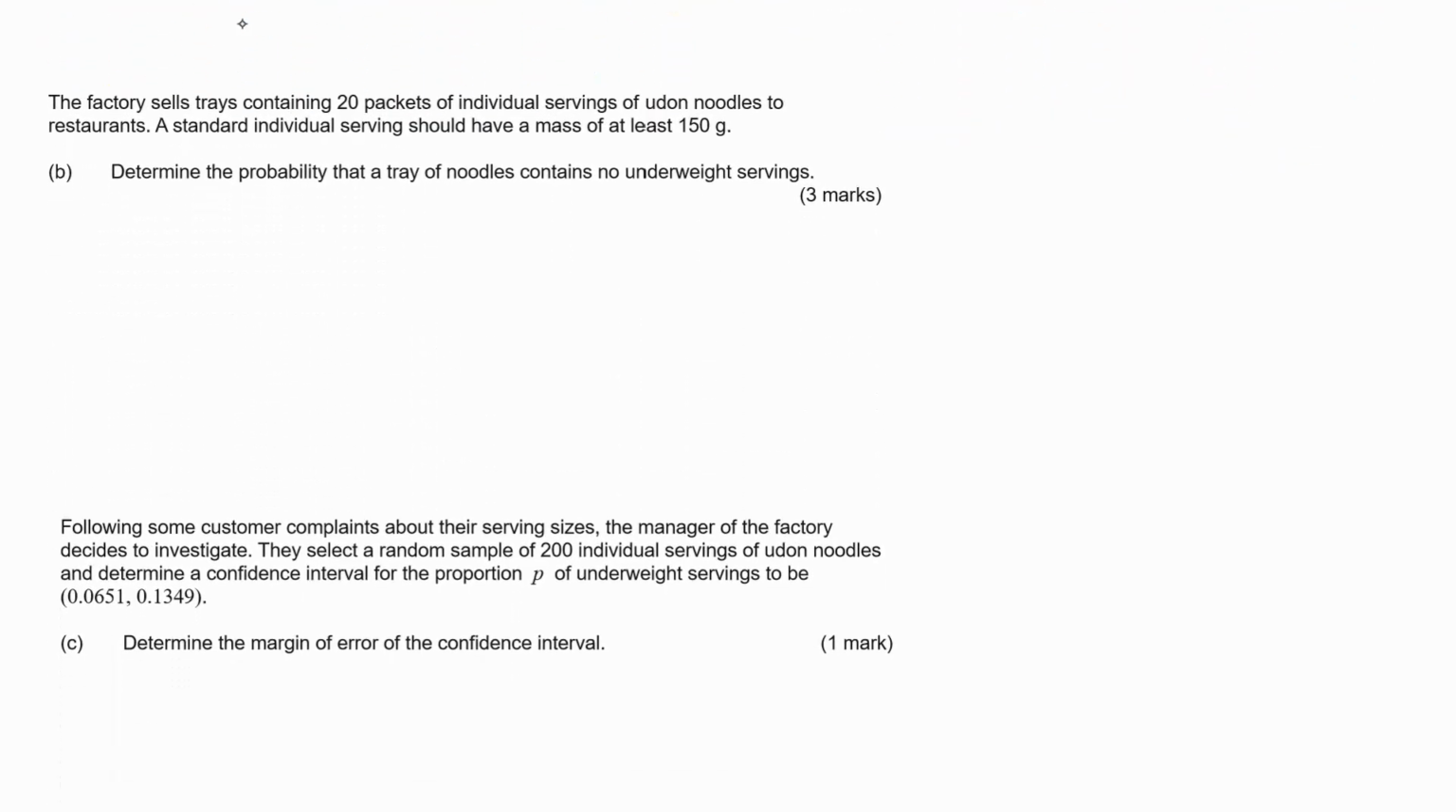So, moving on. The factory sells trays containing 20 packets of individual servings of udon noodles to restaurants. A standard individual serving should have a mass of at least 150 grams. Determine the probability that a tray of noodles contains no underweight servings.